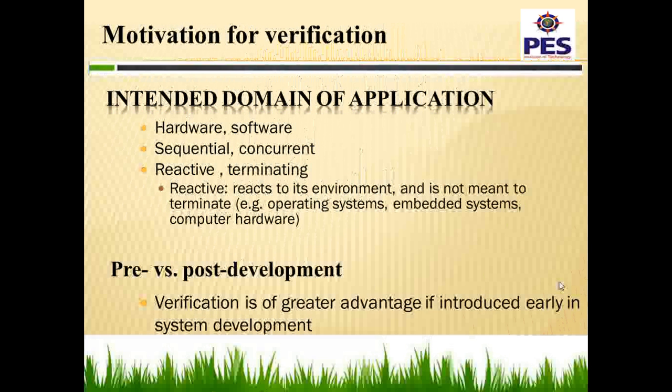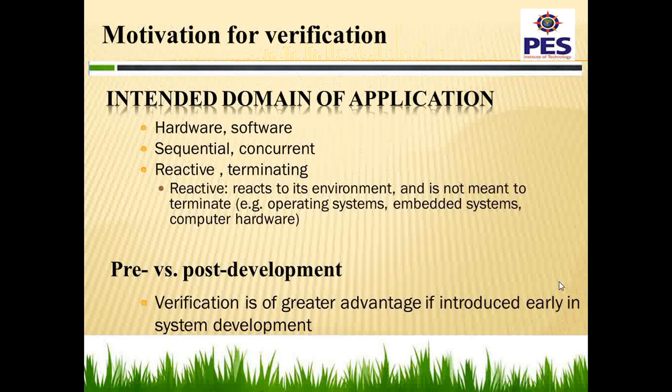The next one is intended domain of application. In model checking, we mainly focus on hardware and software, whether sequential or concurrent, and whether it is reactive or going to terminate. Reactive to its environment: when you feed an input to the system under verification, it must give a reaction. If it is an interactive model, we feed an input and expect some desired output from the model, and we decide whether it is working fine based on the output it produces. It is not meant to terminate. Examples: operating systems, embedded systems, computer hardware.